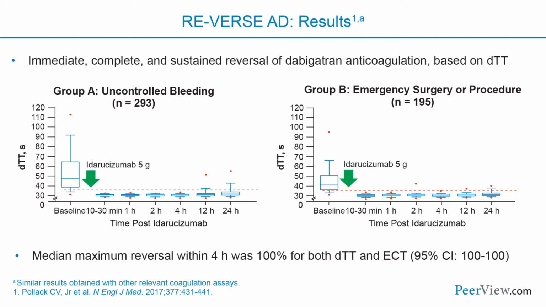It stays below that upper limit of normal, the dilute thrombin time. And so there's a persistent effect, a very rapid and then a sustained effect to reverse the anticoagulant effect of dabigatran. And I told you what the primary endpoint was. It was met 100% of the time. The median maximum reversal within 4 hours was 100%, with confidence intervals of 100 and 100 for both the dilute thrombin time and the ecarin clotting time. So Idarucizumab is a very effective reversal agent for dabigatran, a great drug you shouldn't have to use very often.